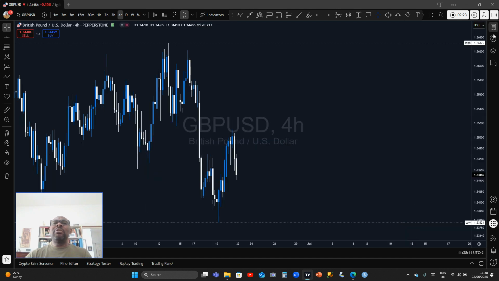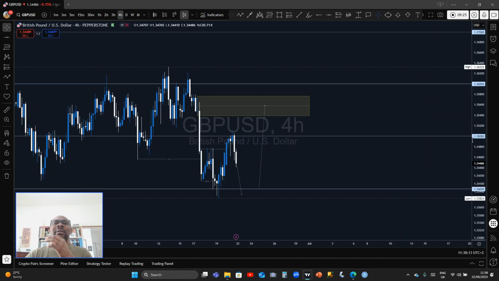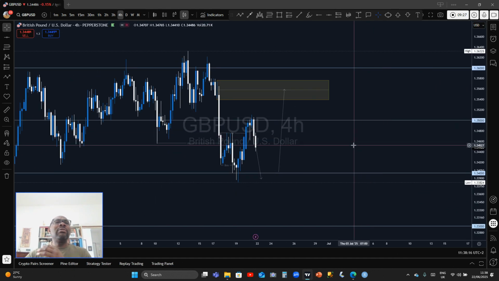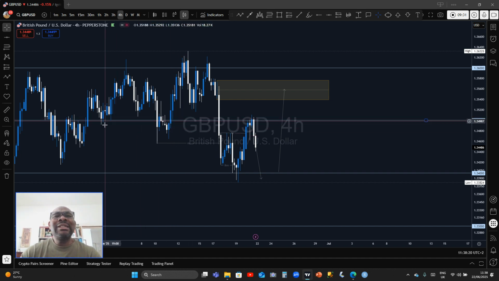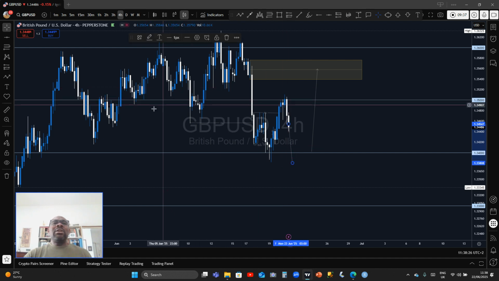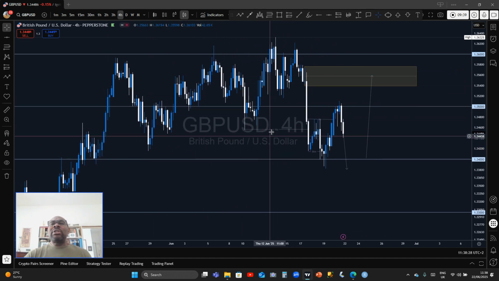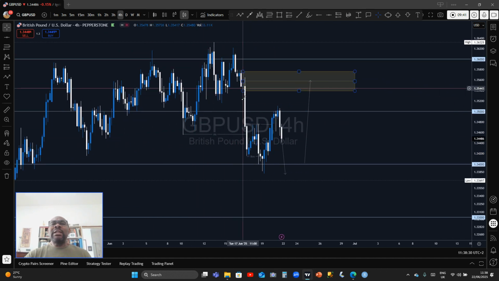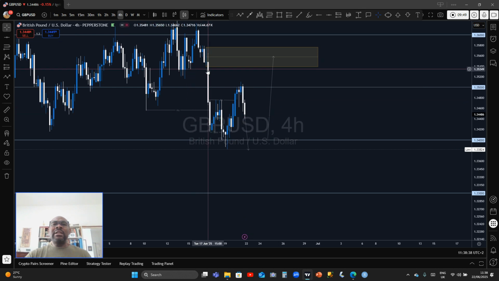Then for GU, that is British pounds USD, you can see that we've been bullish, but when we got here, price came down. There was a market shift here from the higher time frame daily. All right, market shift, then price pushed to the upside.